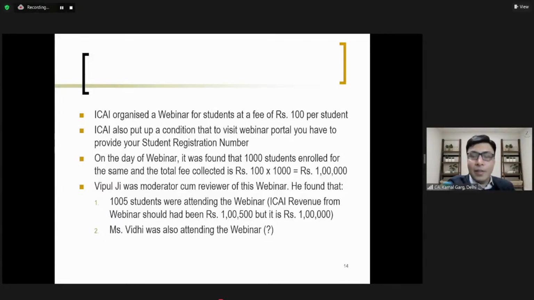What is inherent risk? Inherent risk is the possibility of misstatements when there is no internal control system. What is control risk? Control risk is the possibility of misstatement when controls are there, but they are weak. So let us come to point number 1. Here, misstatement is resulting. What is the amount of misstatement? 500. Revenues are understated by 500. But why is this misstatement coming up? It is coming up because controls are there, but controls are weak. What are the controls? Only those students can attend who provide a valid registration number. That is the basic control. But how is this control weak?